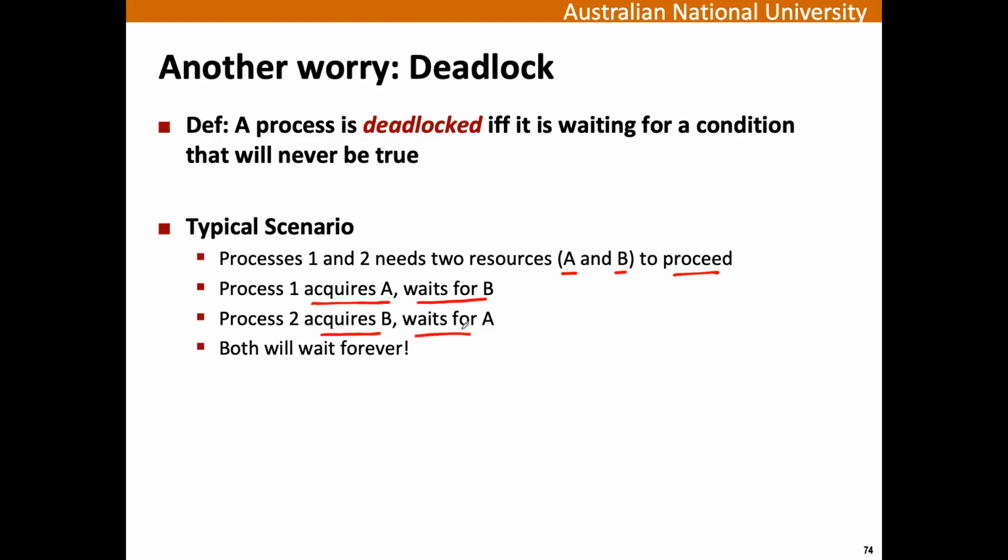So you can imagine people writing programs at different points in time, and they do the P and V operations in such a way that in one thread, they do P and V on A first and then B, and in the other thread, they do B first and then A. So there's no way out of this situation.